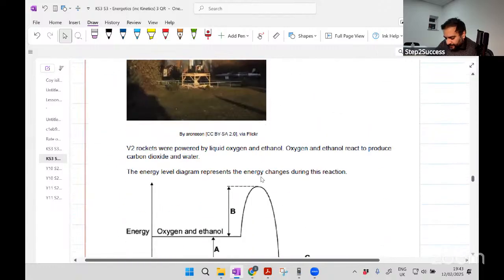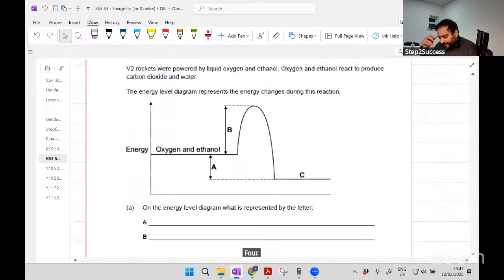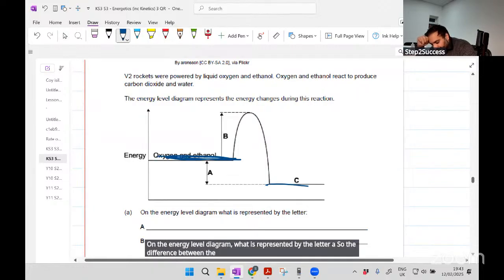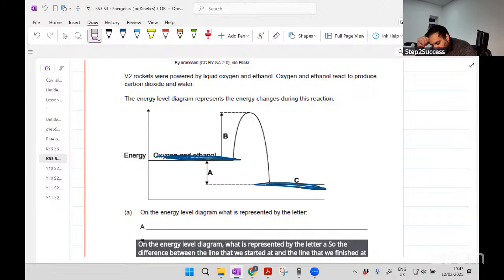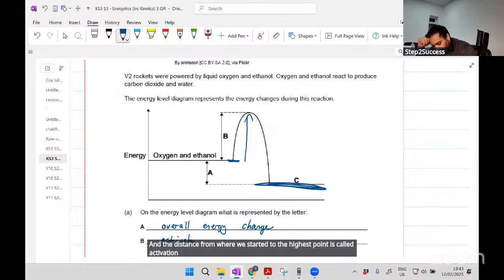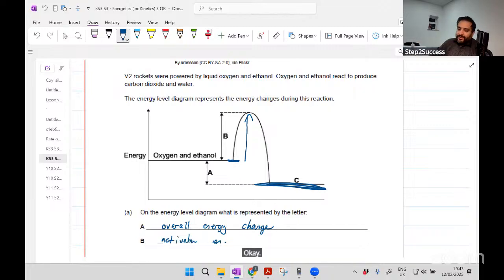Question four. On the energy level diagram, what is represented by the letter A? The difference between the line that we started at and the line that we finished at is called the overall energy change. And the distance from where we started to the highest point is called activation energy. Once you do this enough repeatedly, it gets quite predictable.